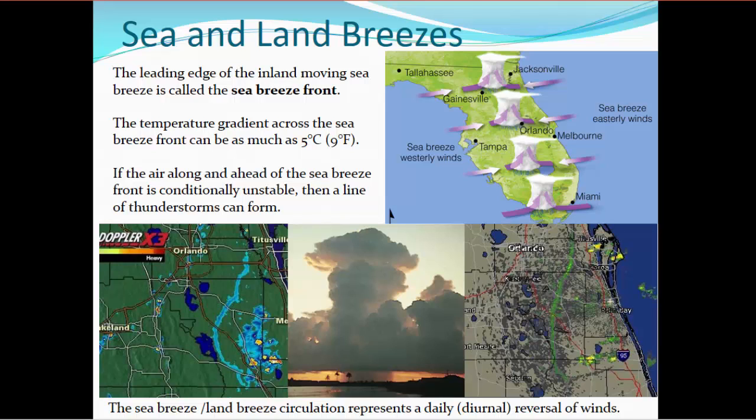The radar images at the bottom left and bottom right, two different images from different times, literally show on radar that sea breeze front as it develops and moves inland. And of course, the picture in the middle is a good example of a late afternoon thunderstorm developing along a sea breeze. So the sea breeze and the land breeze circulations represent a daily reversal of winds, a diurnal reversal of wind. It's a daily occurrence where the winds reverse.